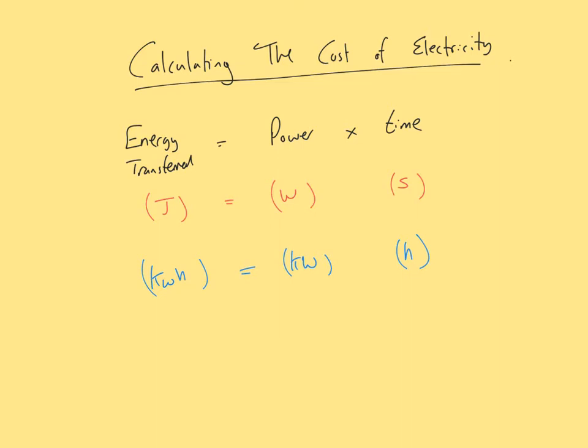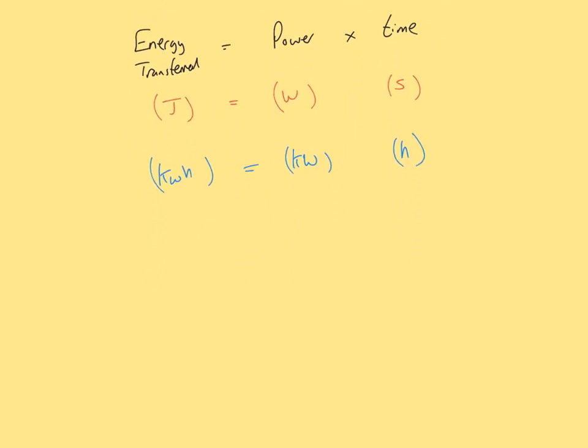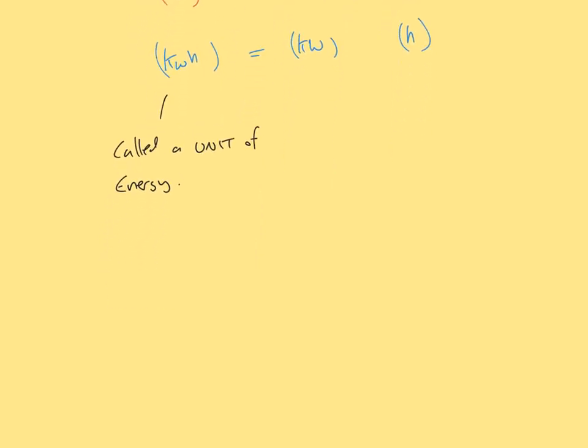So the next stage is, once we have worked out how much energy we have used in kilowatt hours, I went on to say that that is also sometimes called a unit of energy by the electricity companies, and it's what they charge you for. So the next step is just going, right, when you get your electricity bill, they need to work out how much you need to pay.